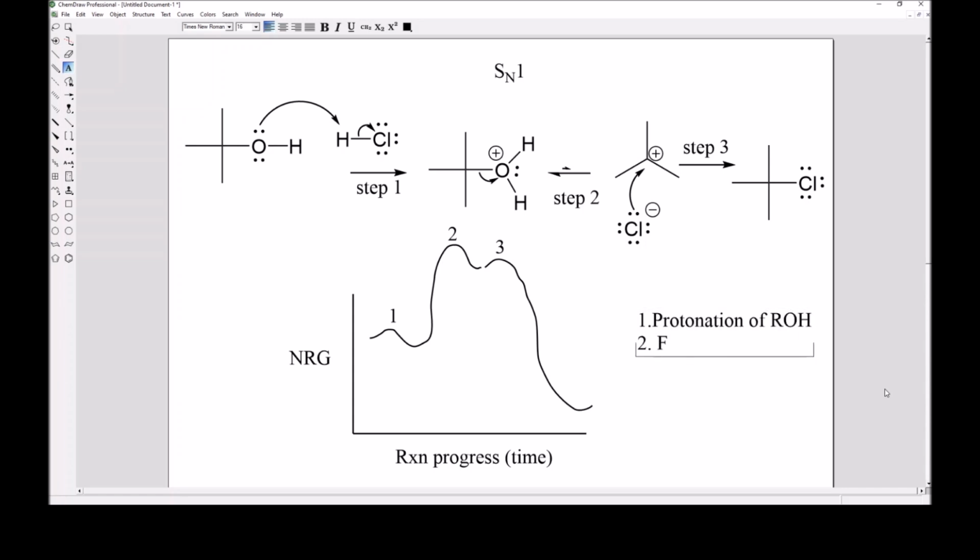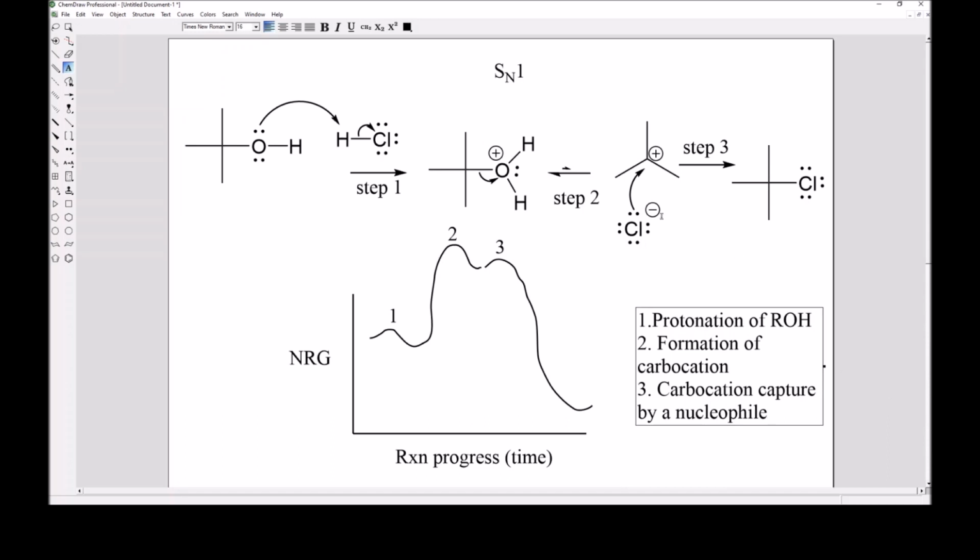second step is formation of a carbocation, and the third step is carbocation capture by a nucleophile. These 3 steps tend to repeat themselves over and over and over again.